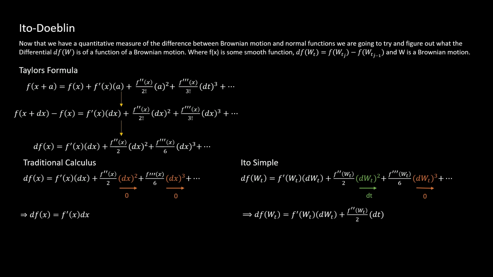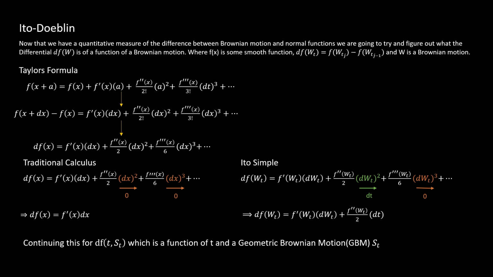Now, we call this formula its simple version. And we are going to expand this for a general geometric Brownian motion and a function of 2 variables. So now, continuing on to the differential of a function of 2 variables, t and S(t), where S(t) is our geometric Brownian motion.